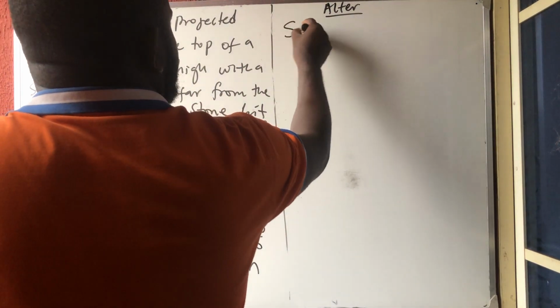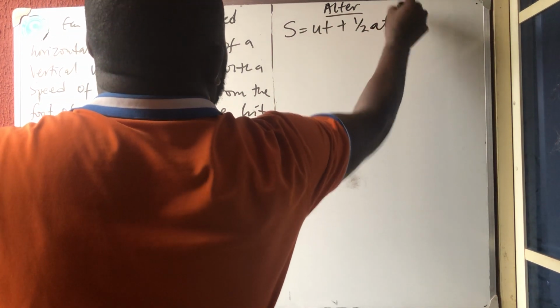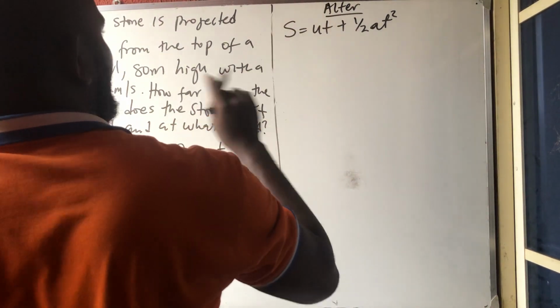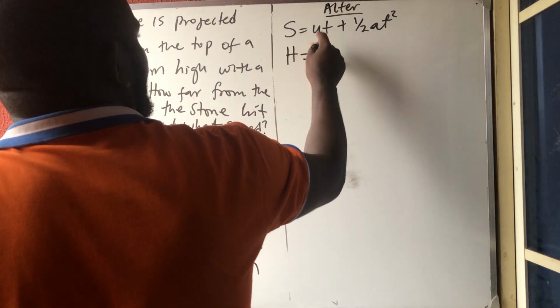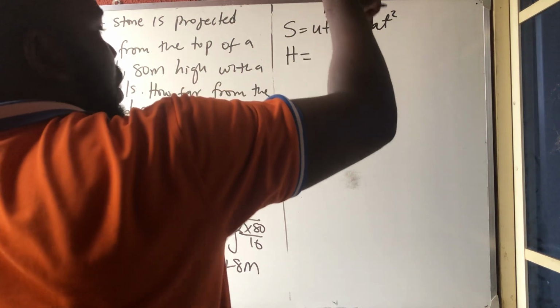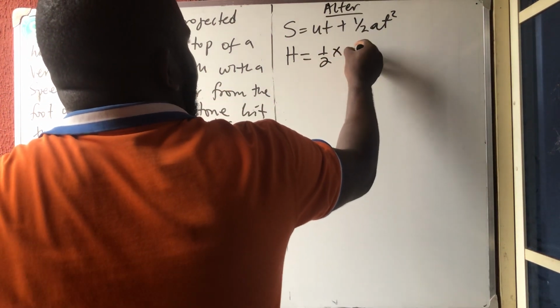And I will say that S is equal to ut plus 1/2 at squared. Now don't forget that this is the only formula we use where something is dropped from a height. So this is the height, H is equal to... the u there is 0 because it's already on top of that wall. So u is 0, so everything here is 0. I'm left with 1/2 times at squared.